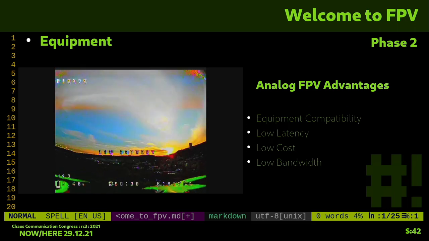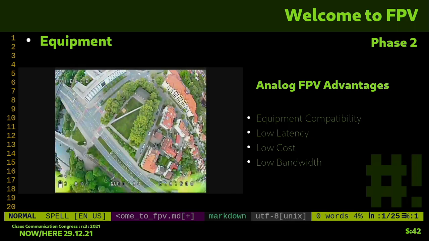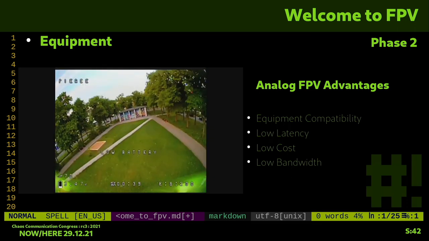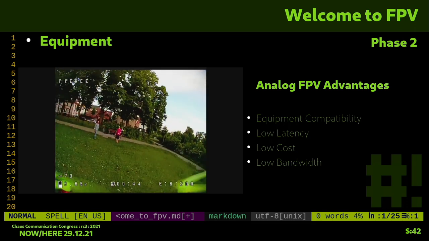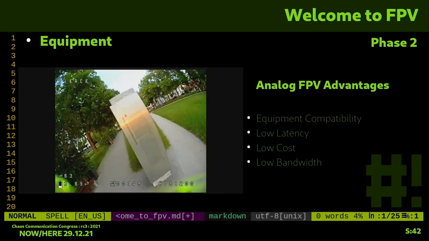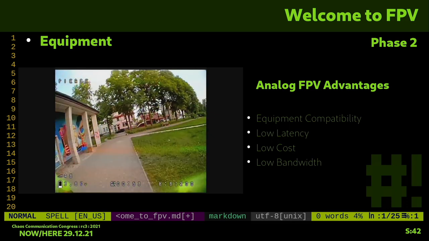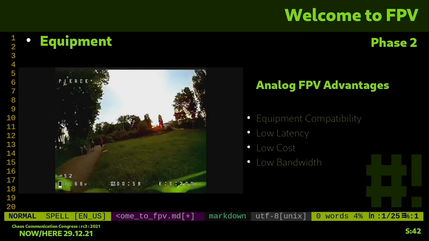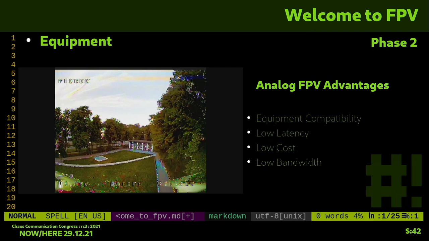The advantages are equipment compatibility. So equipment for analog systems is open and intercompatible. It's not locked to any specific vendor. This means that the video transmitters and receivers are not limited by proprietary protocols, which is a definite plus. It has low latency. Latency means the time it takes to get from the camera, your feed, to your goggles is very low. So the transmission is faster, which means you can react more quickly.